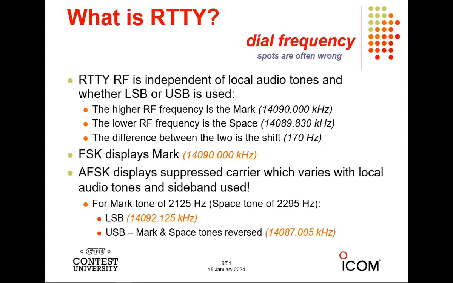But if you're using AFSK with an older transceiver, going in through the audio portion, and you're in, say, lower sideband mode, the dial frequency is going to read the suppressed carrier frequency, right? And it's going to be off by whatever your local tones are. If you're at 2 kilohertz, the frequency you're telling people you're on is going to be off by 2 kilohertz. If my local tones are 1 kilohertz, then I'm going to be off 1 kilohertz. So this slide just goes through the detail of how all that math works out.